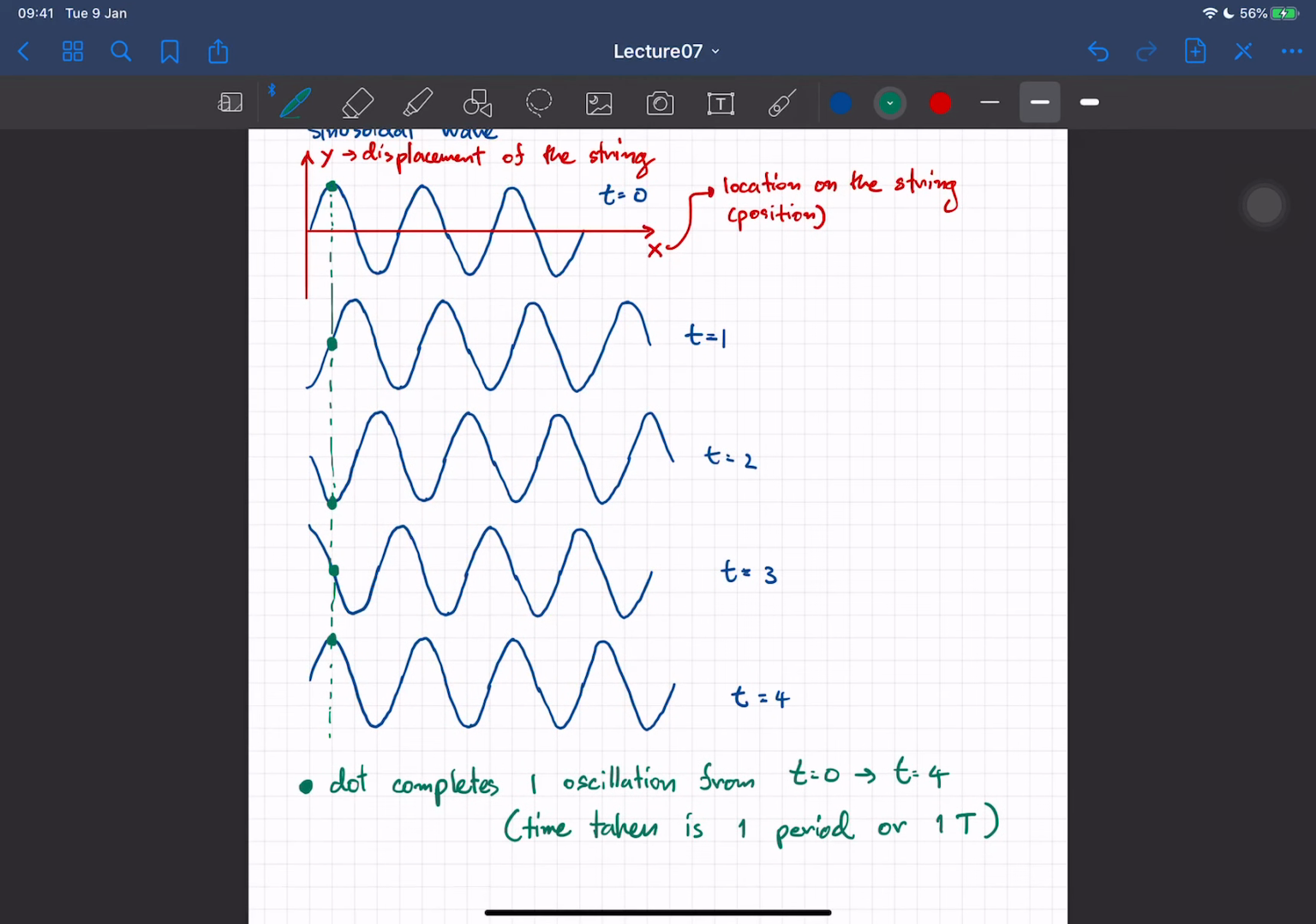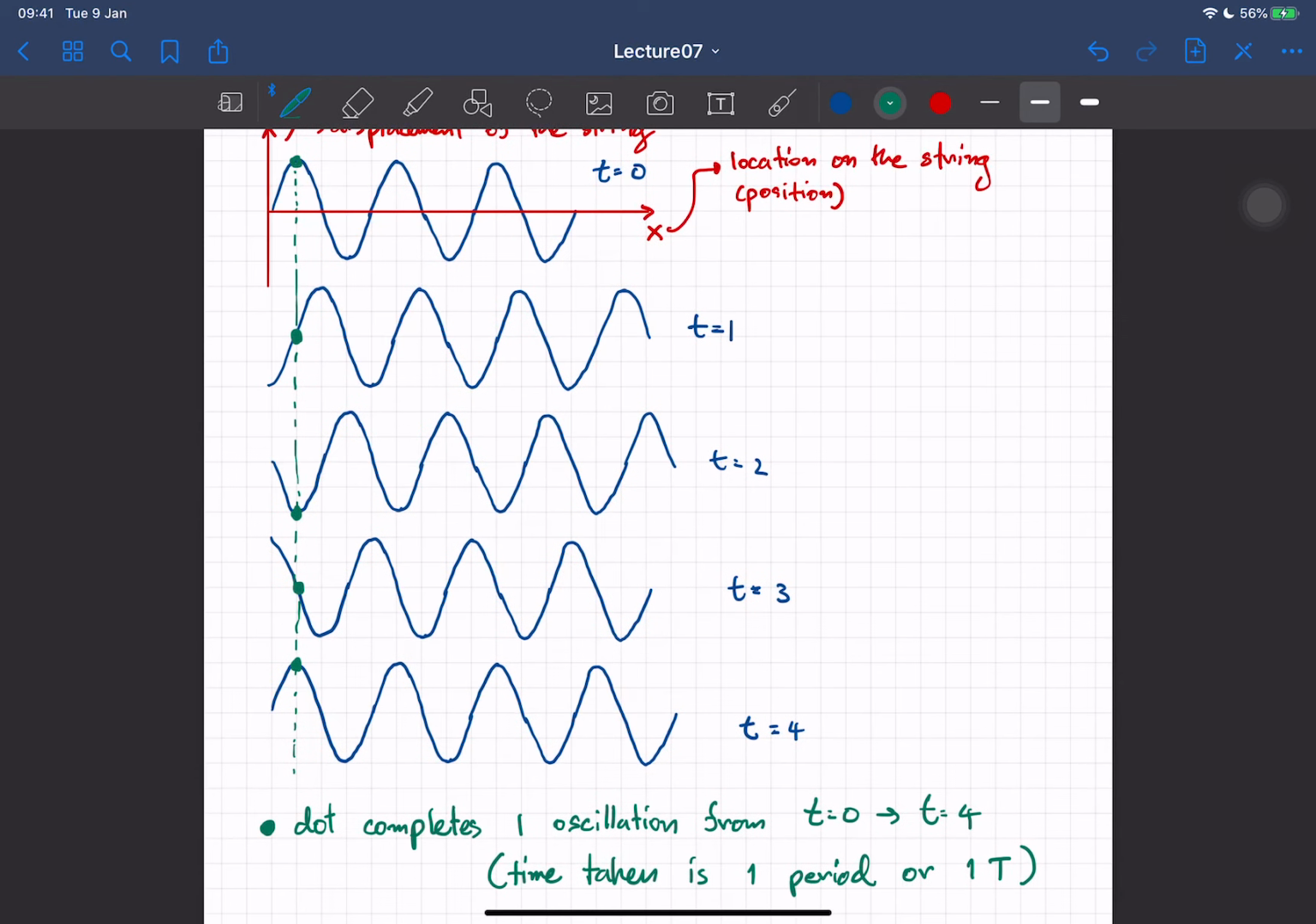So we are looking at each dot on this string as a simple harmonic oscillator. When it completes one oscillation, the time it takes is one period, T. Okay, so that's fine. Let's just put it here and then let's switch our view a little bit.